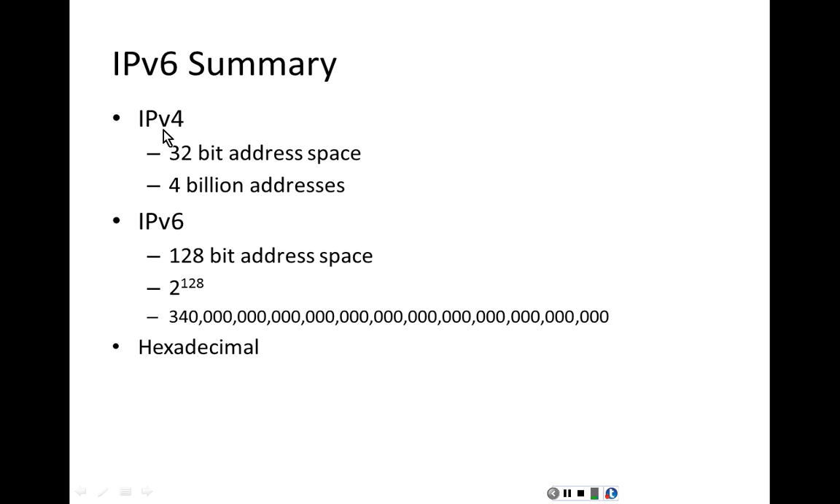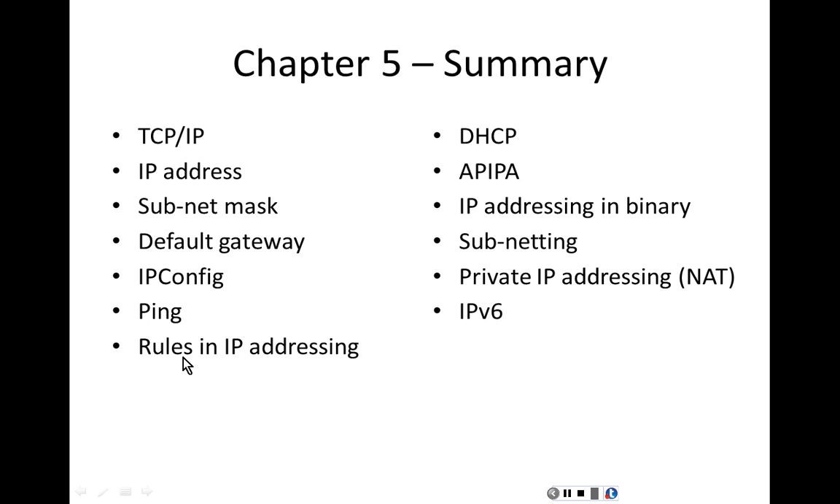IPv6, whereas IPv4 has only 32 bits for the address space and only gives us 4 billion IP addresses, IPv6 has a 128-bit address space, which gives a potential of 340 trillion IP addresses, and it is represented in hex.